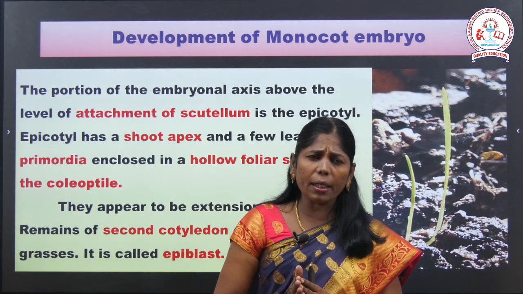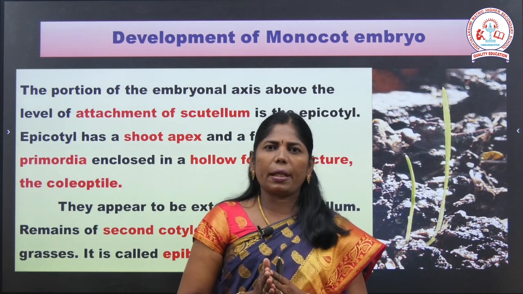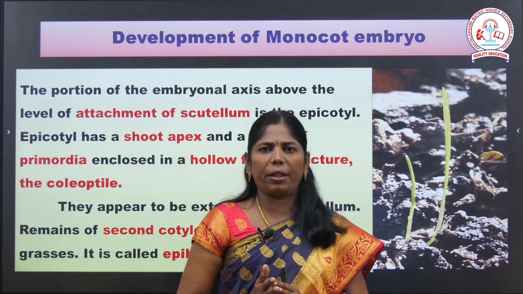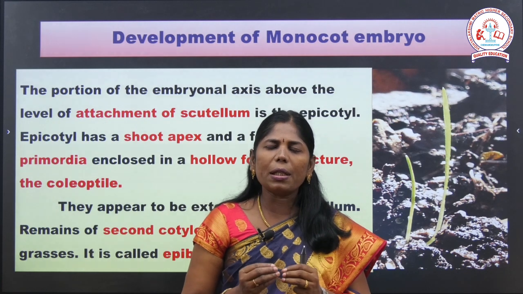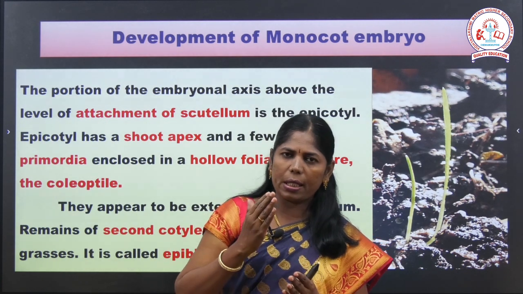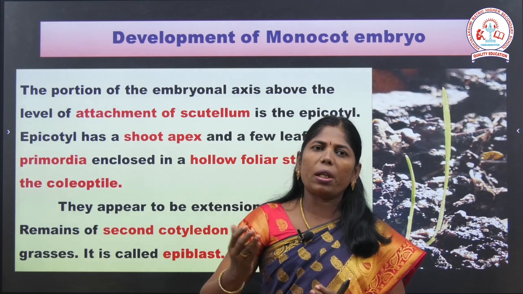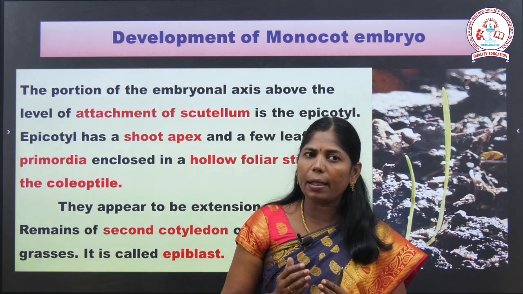Actually, the coleoptile gives rise to the first emerging leaf. The first emerging leaves are similar to the mature leaf. The first emerging leaf and the mature leaf look alike. But it is not like in the dicot.